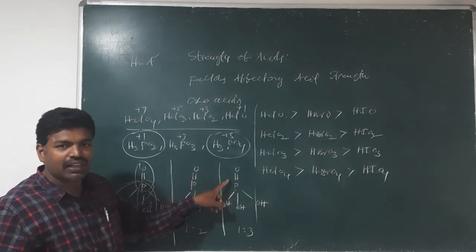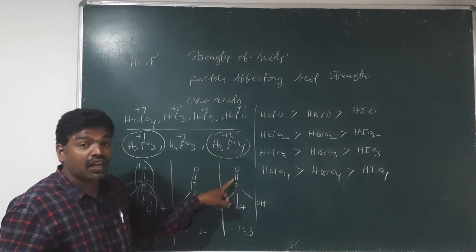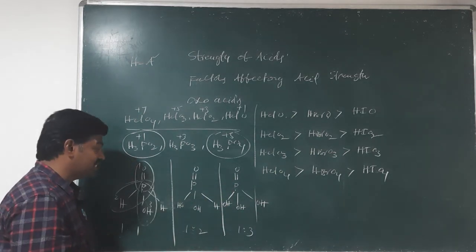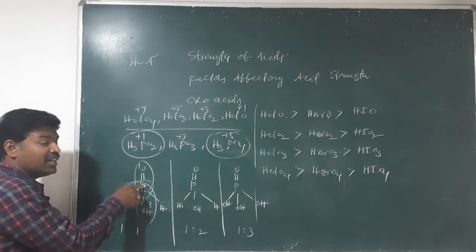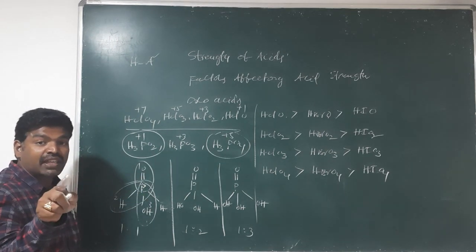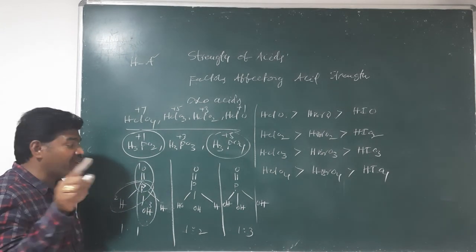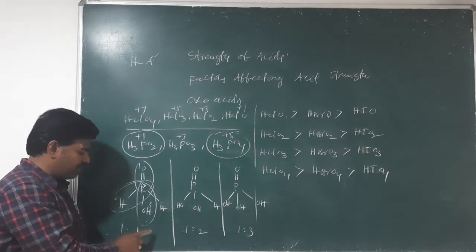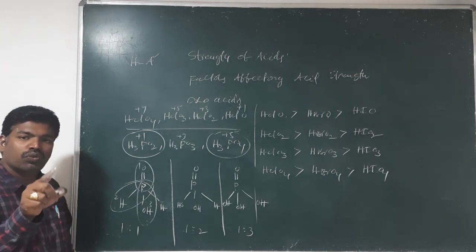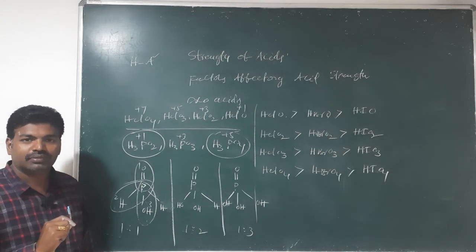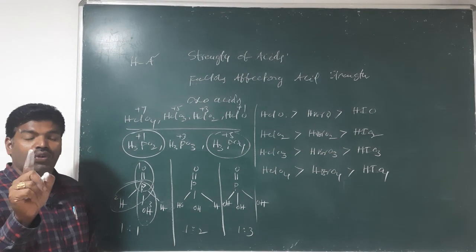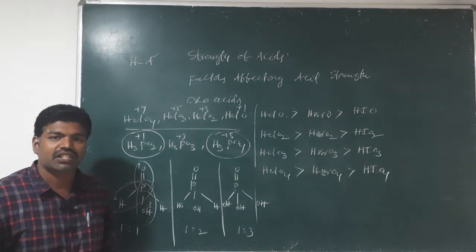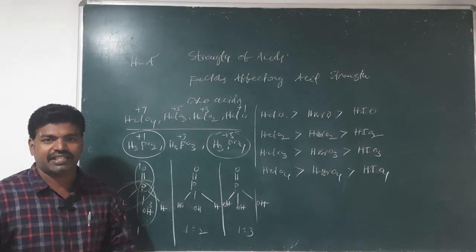So, for H3PO4 there are 3 P-OH groups for one P=O group. So, it is easier for the P=O group to induce polarity in the P-OH group, provided there is a 1:1 relationship, that is, one P=O group for one P-OH group. So, this is the one and only exception in the oxyacids.